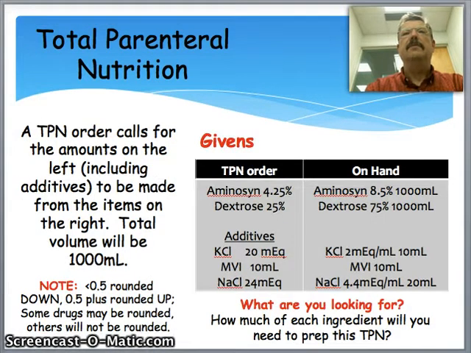An example of this: a TPN order calls for the amounts on the left, including additives, to be made from the items on the right. The total volume would be 1,000 milliliters. Note that sometimes 0.5 is rounded down, more than 0.5 is rounded up, or 0.5 is rounded up. Some drugs may be rounded, others will not be rounded.